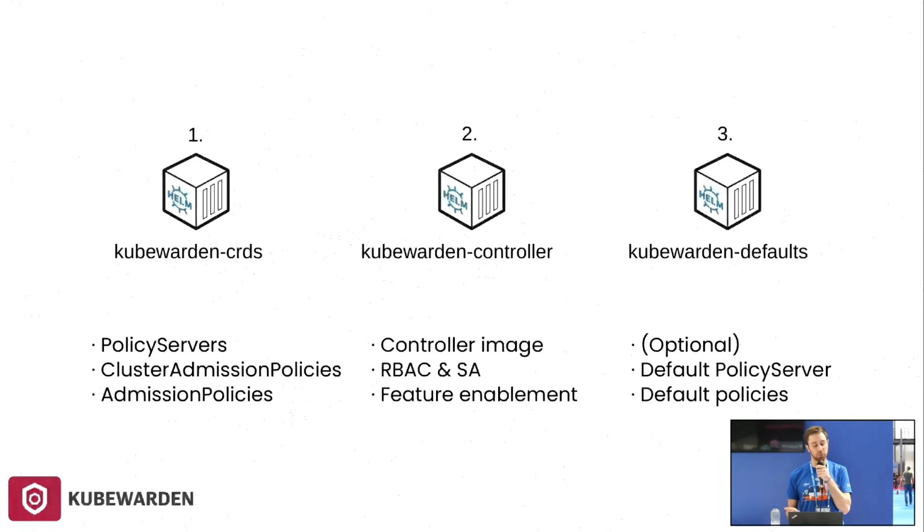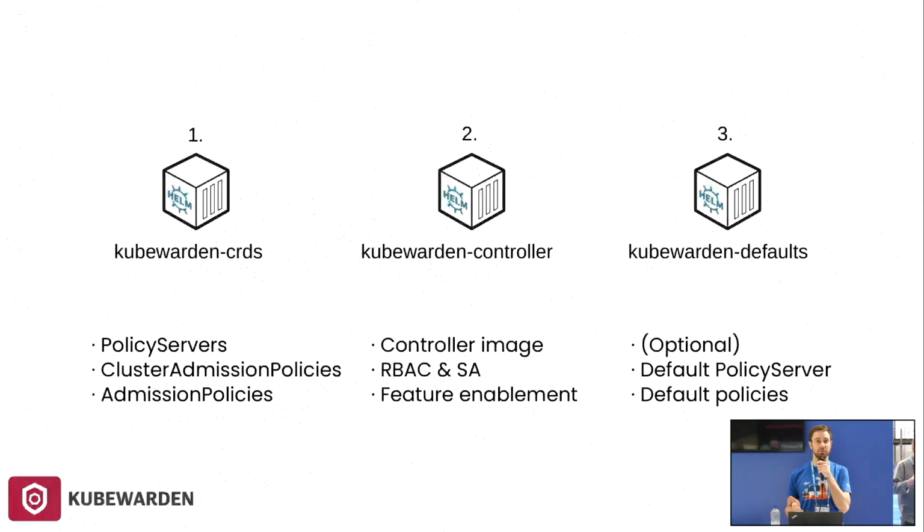Which charts do we have for Kubewarden? It's 3 of them. We have the CRDs chart that has the policy servers and cluster admission policies and admission policies. These define the policies. Then you have the Kubewarden controller chart, which has, of course, the controller and all the RBAC and service accounts and so on. It allows you to enable all the features that come with Kubewarden. So maybe, for example, monitoring with OpenTelemetry and tracing with Jaeger and set up the certificates and those things, and that's great.